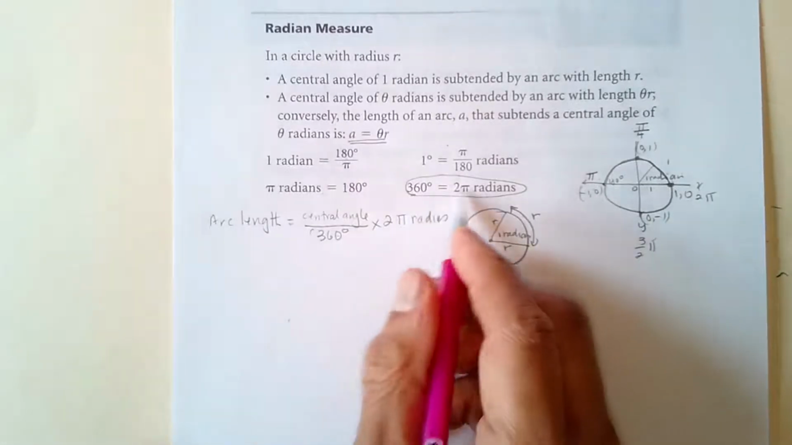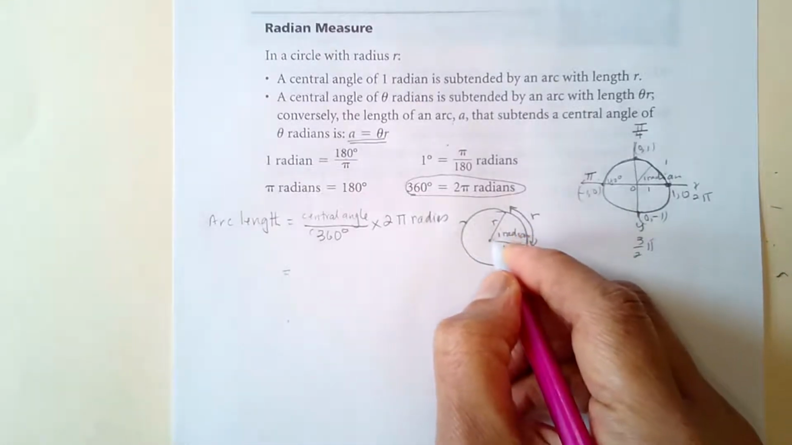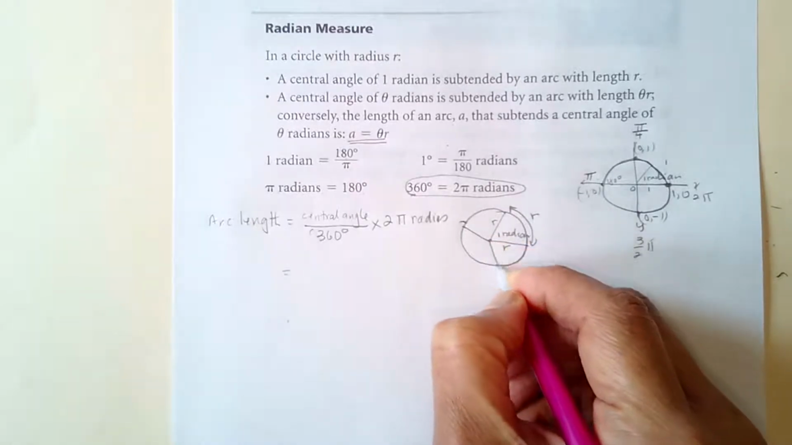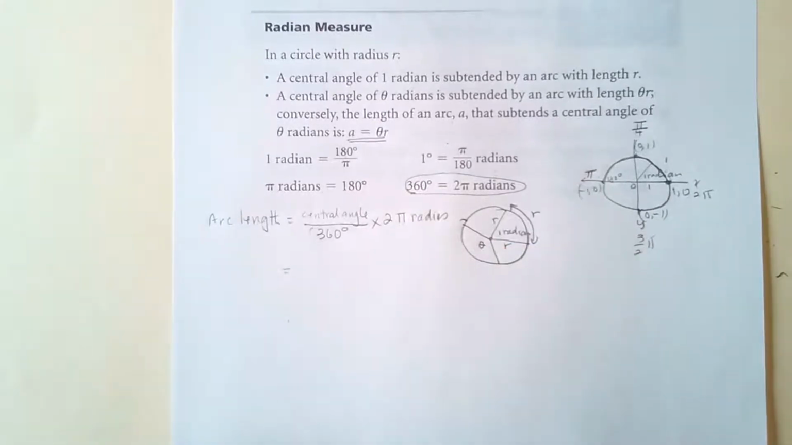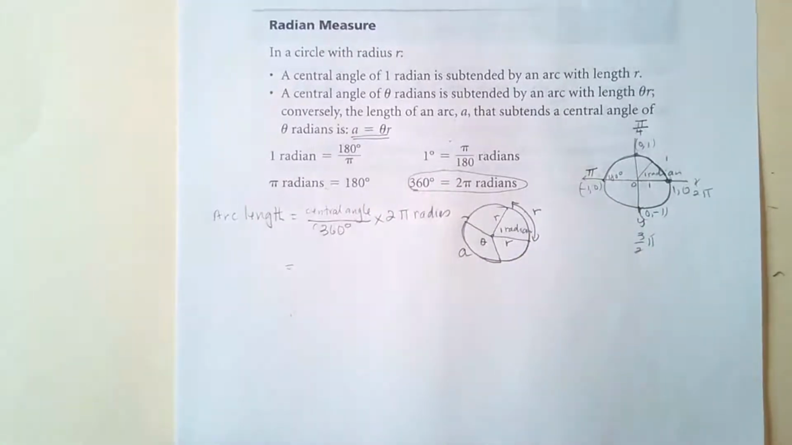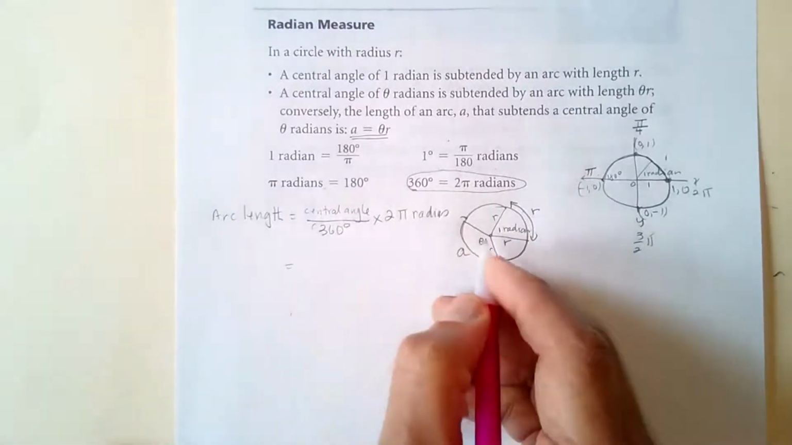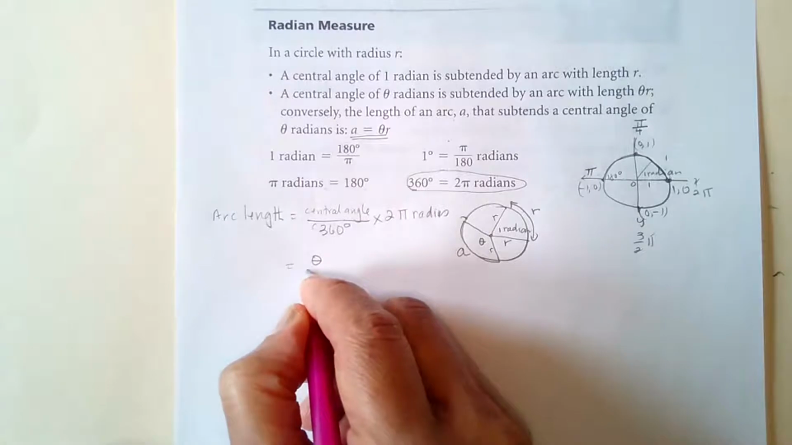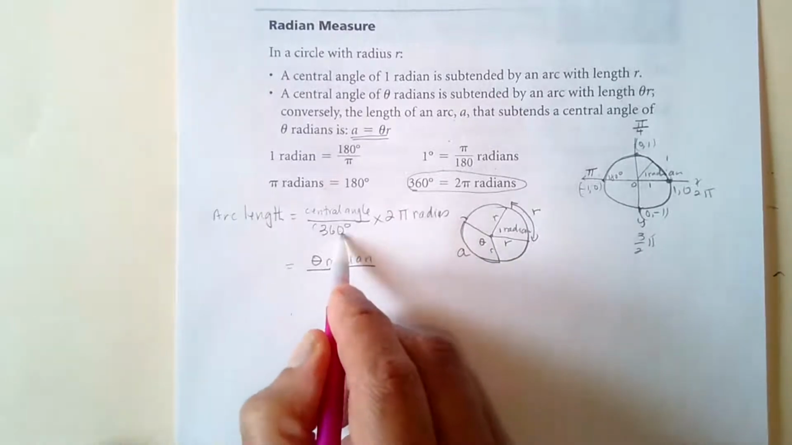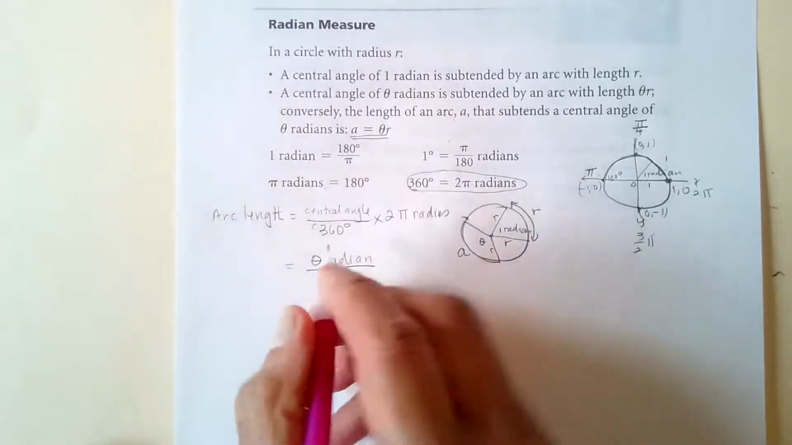Now, we know 360 degrees is 2 pi radians. So we have our central angle. Let's say our central angle here is theta, and this would be our arc length. This is the radius here, it's the same. So the central angle here is theta, and this is in radians. We're not measuring degrees. So now we change 360 degrees to 2 pi radians. That's what 360 degrees is equal to.